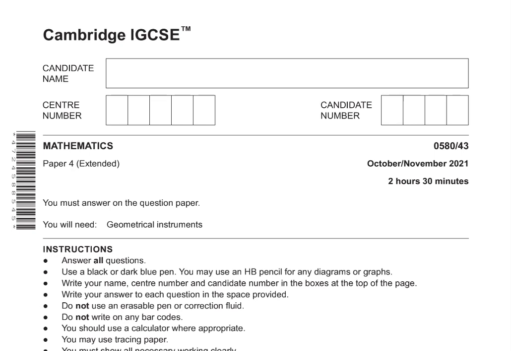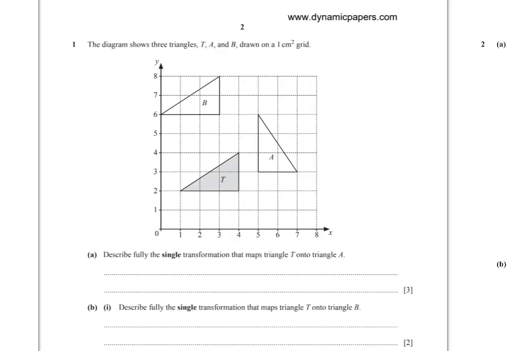Bismillah. In this video, I'm going to solve Cambridge IGCSE Mathematics Paper 4, October-November 2021, Variant 3. Number 1. The diagram shows three triangles T, A, and B drawn on a 1 cm square grid. Describe fully the single transformation that maps triangle T into triangle A.